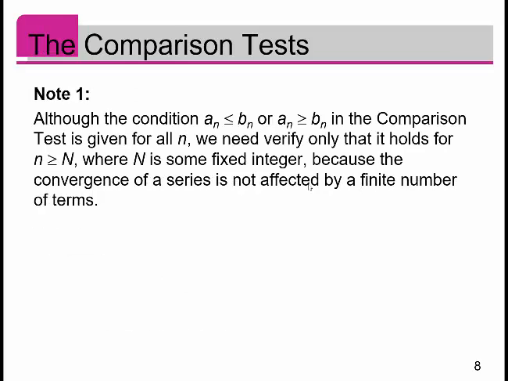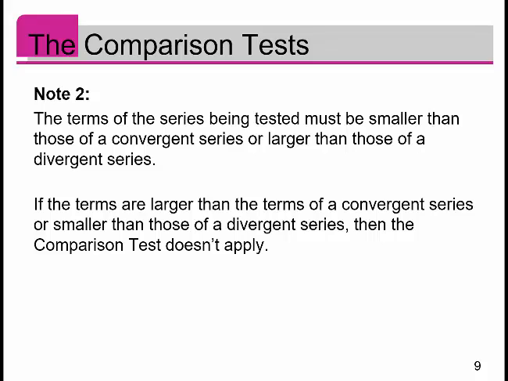Although these two conditions in the comparison test are given for all n, we need to verify only that it holds for n greater than or equal to capital N, where N is some fixed integer, because the convergence of a series is not affected by a finite number of terms. And the terms of a series being tested must be smaller than those of the convergent series or larger than those of the divergent series. So if the terms are larger than those of the convergent series or smaller than those of the divergent series, then obviously this comparison test just doesn't apply.